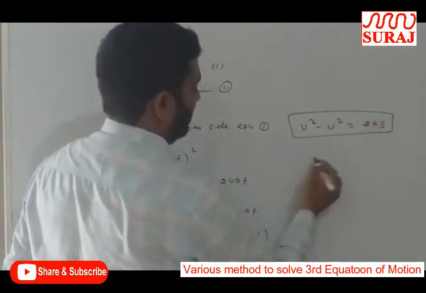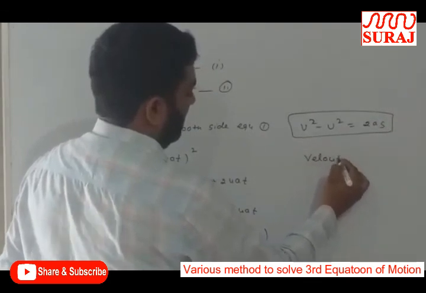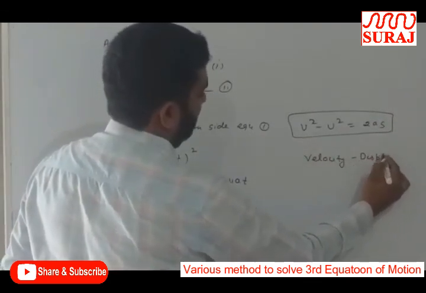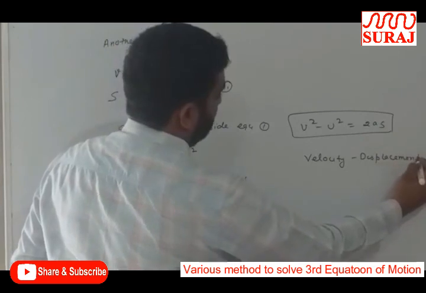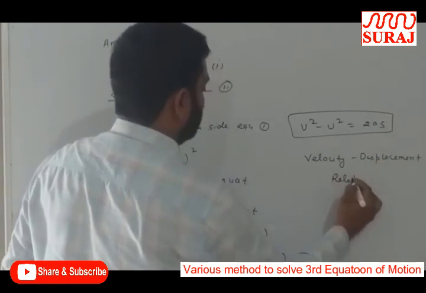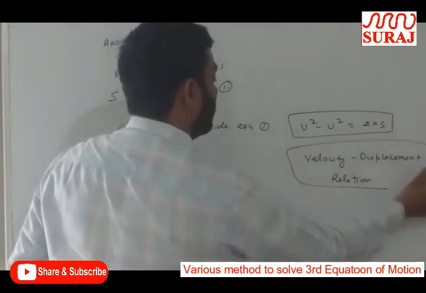This is the third equation of motion, and this is known as the velocity displacement relation. This is known as the velocity displacement or distance relation. This is the third equation of motion.